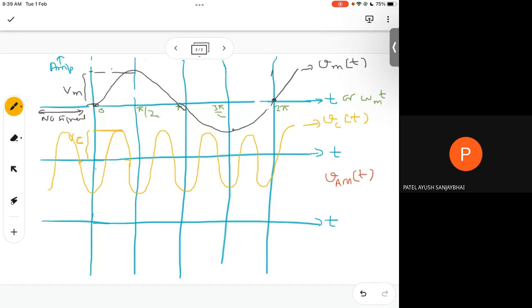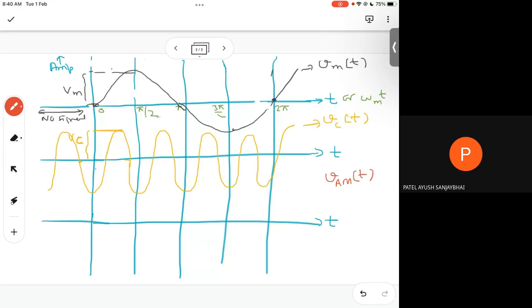Now here, if you see, there was no signal, no message in the first one, but my carrier frequency is still there. So we will not have any AM wave from here to here. Now here, my AM wave will look like this, which I'm putting in the red color. How will it look? Frequency remains the same as the carrier frequency, but amplitude will change in accordance with the amplitude of the message signal.